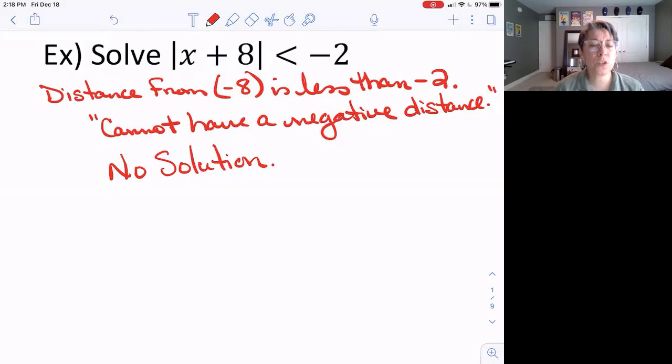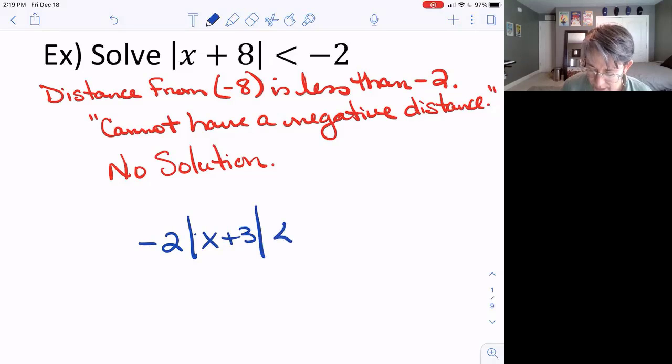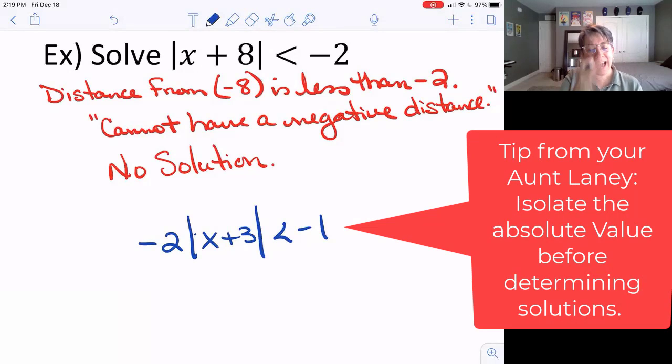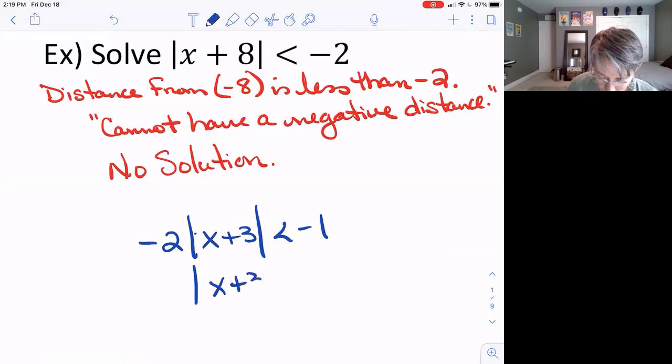There is no x that if I took the absolute value, I would end up with a number less than -2. But notice in this problem, the absolute value is already isolated. So let's say if I had -2 times the absolute value of x plus 3 less than -1, we cannot make that decision here because I haven't isolated that absolute value. Once I divide by -2, I get greater than +2. That's doable. So we can't make the no solution decision until after we've isolated the absolute value.